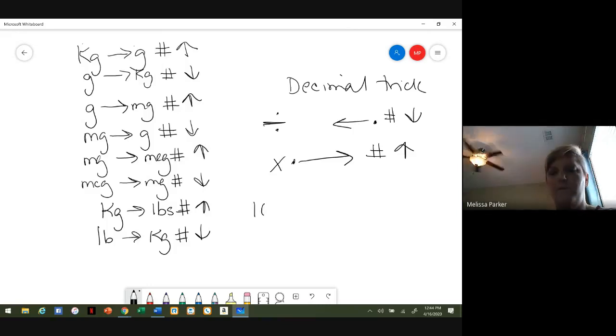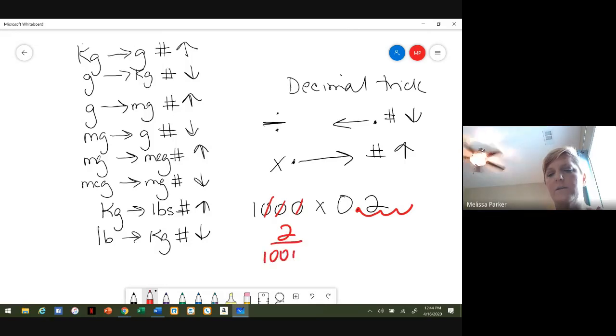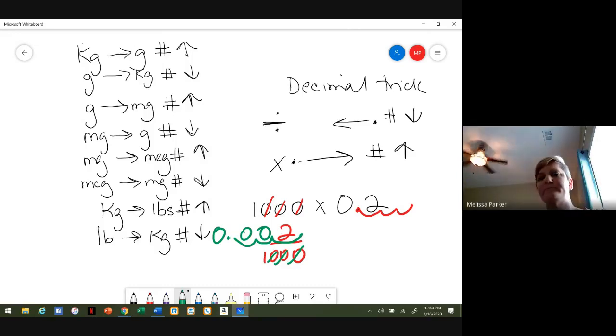So if I'm multiplying this times 0.2, then I count the zeros over here, 1, 2, 3, then I move this 1, 2, 3. Or if I have 2 and I'm dividing by 1,000, count your zeros, 1, 2, 3, you move your decimal to the left, 1, 2, 3. So you'd have 0.2.